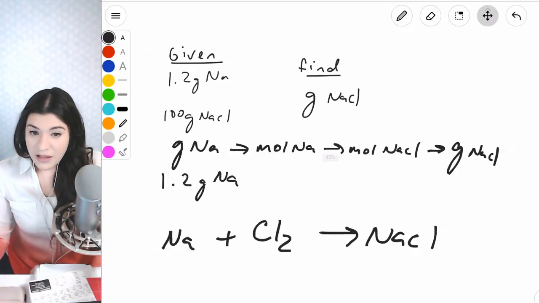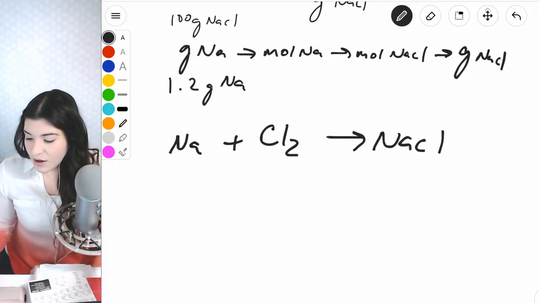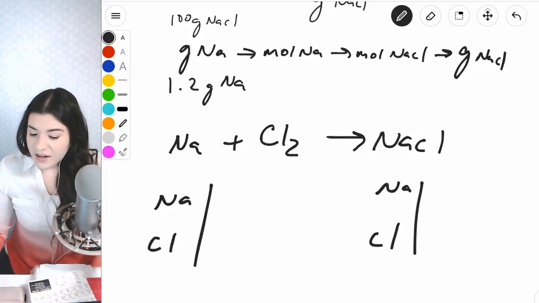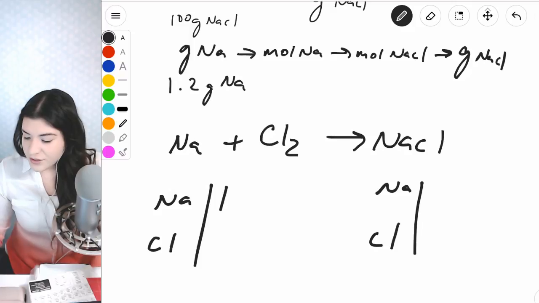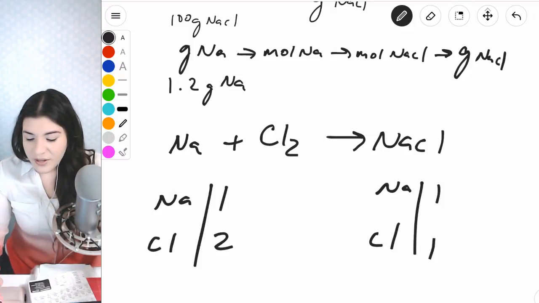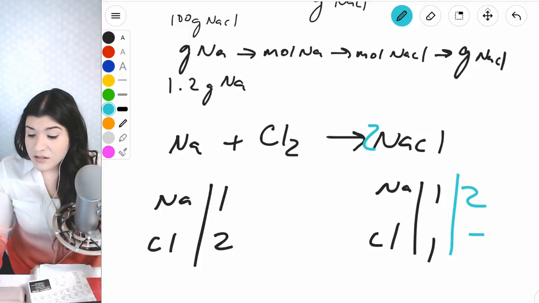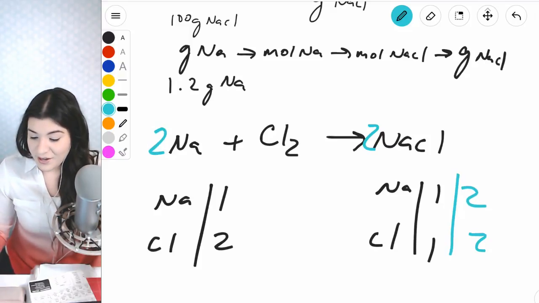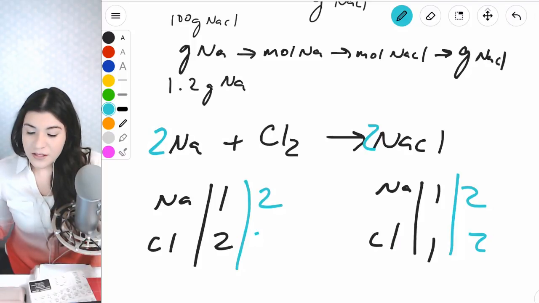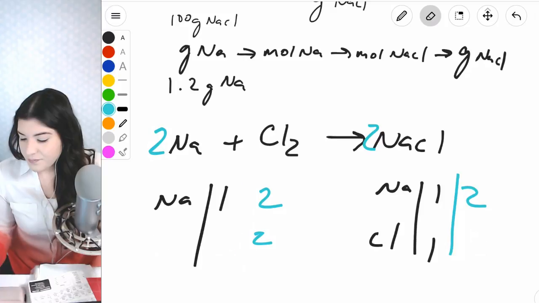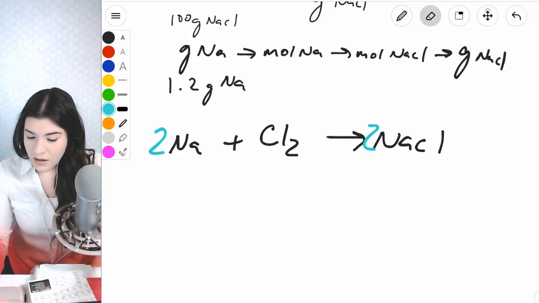And then next I have to balance this out. Balancing this, I'm going to say NaCl, NaCl, and then I'll put how many of each we have on either side. Sodium, there's only one, and then chlorine, there's 2, 1, 1, and I'll place a 2 here. Now we have 2 of each here, and I'll balance this out by placing a 2 for sodium. Okay, so that's balanced. I will need that to figure out this question, and we'll go from there.